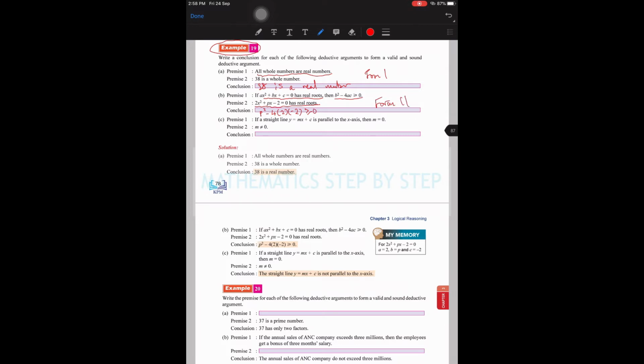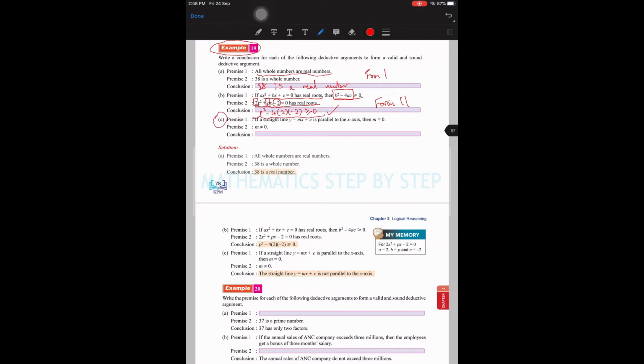If you don't know how I came to this step, right? Let's recall, okay? A, B, and C. What are the values of A, B, and C? A is the coefficient of x squared. B is the coefficient of x, and C is the constant, okay? This is how we came to this step.